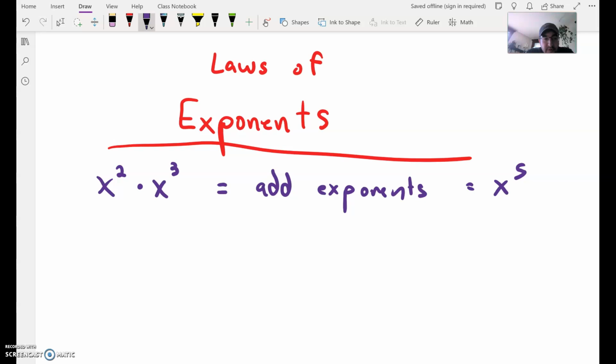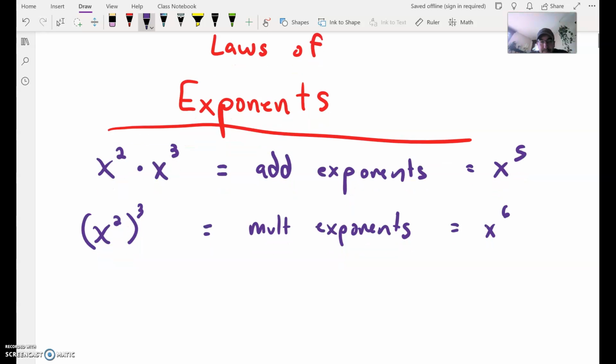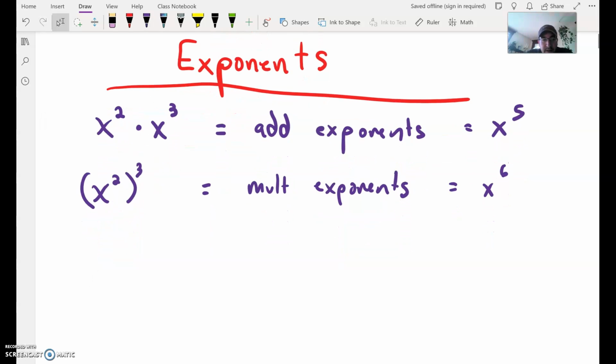Second one would be this. What if you had x to the 2nd power raised to the 3rd power? Well, that would be like x squared times x squared times x squared, which you can already see would be 2, 4, 6. So it would add up to be 6. But we can just do a shortcut, and if you have what's called the power rule, power to a power, x squared raised to the 3rd, you do multiply the exponents. And you'd get x to the 6th. Okay? Let's do another one.